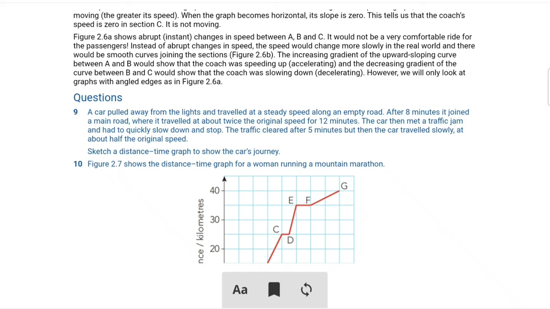So here there is a question. A car pulled away from the light and traveled at a steady speed along an empty road. Okay, അപ്പോൾ ആദ്യം ഒരു സ്റ്റഡി സ്പീഡാണ് കാണിക്കുന്നത്, and after 8 minutes it joined a main road where it traveled at about twice the original speed for 12 minutes. So സ്പീഡ് കൂടി. The car then met a traffic jam and had to quickly slow down and stop. So again stationary. The traffic cleared after 5 minutes. So our stationary time എത്രയാ, 5 minutes ആണ്, but the car traveled slowly at about half the original speed.